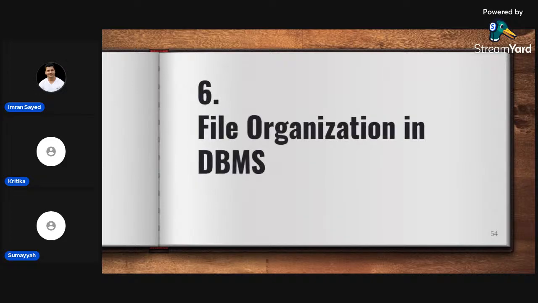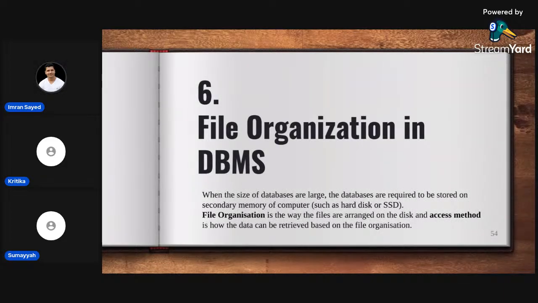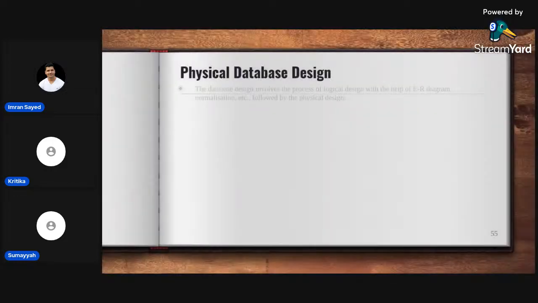File organization in DBMS. When the size of the database is large, databases are required to be stored in secondary memory of the computer, such as hard disk. File organization is a way the files are arranged on the disk, and access method is how the data can be retrieved based on the file organization. Database design involves the process of logical design with the help of ER diagram, normalization, etc., followed by the physical design.